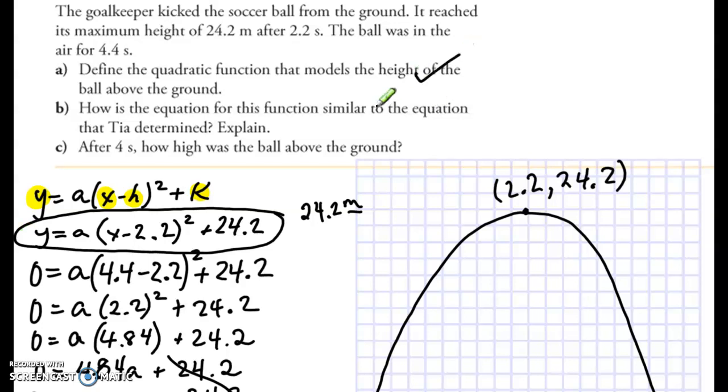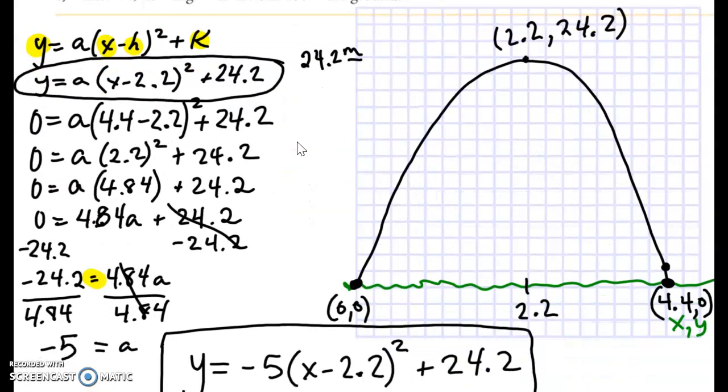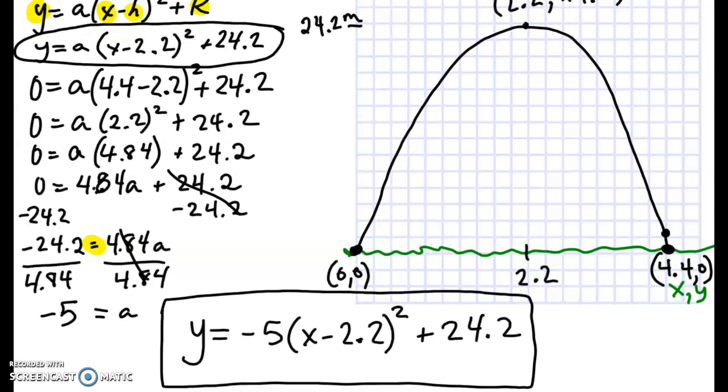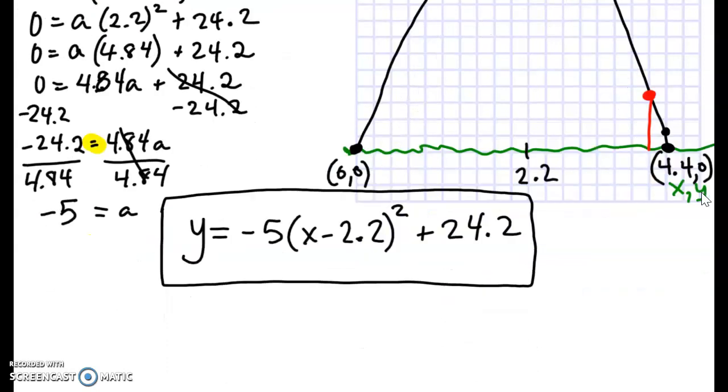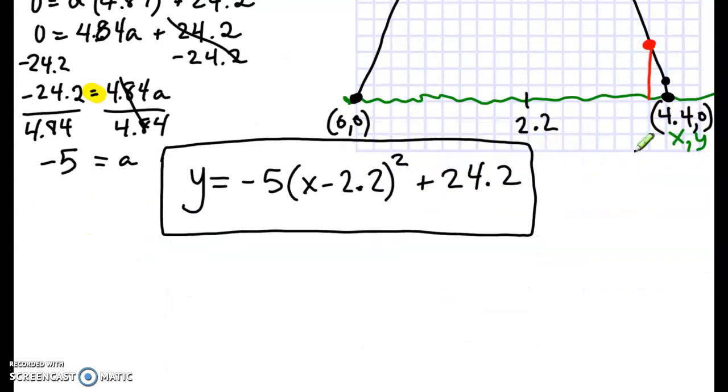That was from the previous question. After 4 seconds, how high was the ball above the ground? Good question. Okay, so we kind of have a sketch of this. After 4 seconds, we can imagine that would be about here. It's about that high, right? How high is that? Well, let's use the equation we just calculated. So x is the time, the variable along there. So let's see what we get when I put a 4 in for x.